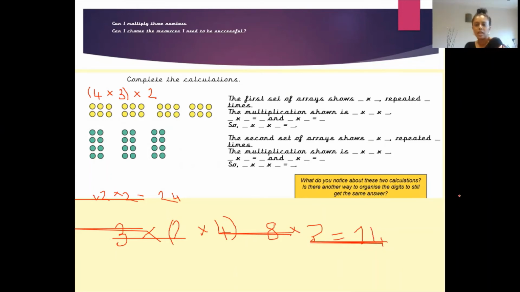So what do you notice about the 2 calculations? Is there another way to organize the digits to get the same answer? Well, yes, as you've noticed, even if you organize the digits into a different order, you will still get the same answer, given that you correctly multiply from the first place.